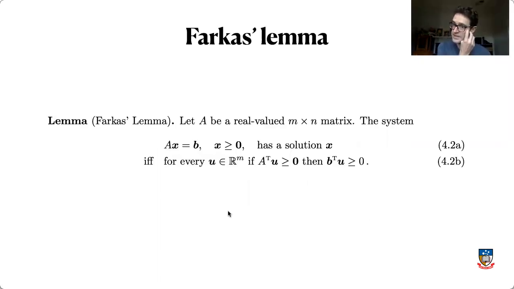So okay, what is Farkas's lemma? It looks a bit complicated. It's barely worth me reading this out because it doesn't make a lot of sense at the moment, but I'll tell you it anyway. If A is a real valued m by n matrix, so a rectangular matrix, doesn't have to be square, then the system AX equals B, where X is positive, has a solution X if and only if for every m-dimensional vector U, if A transpose U is greater than 0, then B transpose U is greater than or equal to 0. And you look at that and you think, what does that really mean?